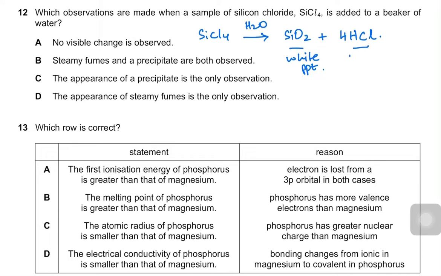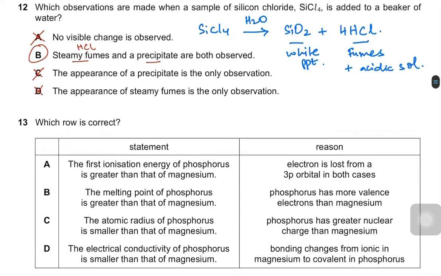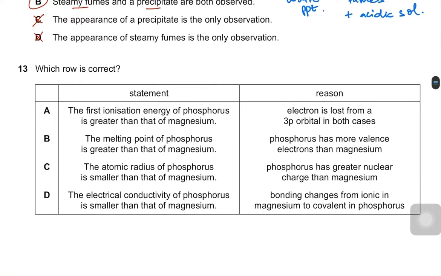Let's write it. By the way, I am writing these fumes plus acidic solution. I'm writing this because even before reading the option, I would know what I'm looking for. Option A is wrong because it says no observation. Option B talks about steamy fumes of HCl and precipitates are both observed. So option B is a good option. Option C says the appearance of a precipitate is the only observation. Wrong, because what about hydrogen chloride? And D is also wrong because it talks about only steamy fumes.